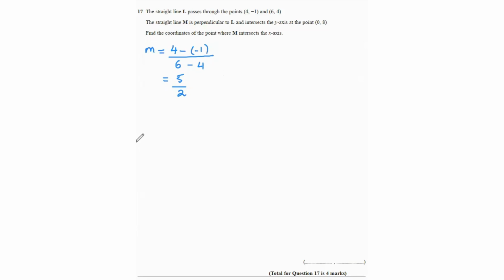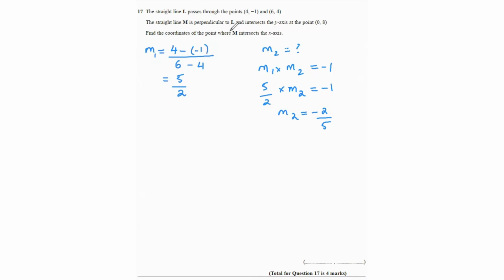Let's call this M1. Now, straight line M is perpendicular to L. So for M2, we do M1 times M2 equals -1 because both lines are perpendicular. 5/2 times M2 equals -1. So M2 is going to be -2/5.